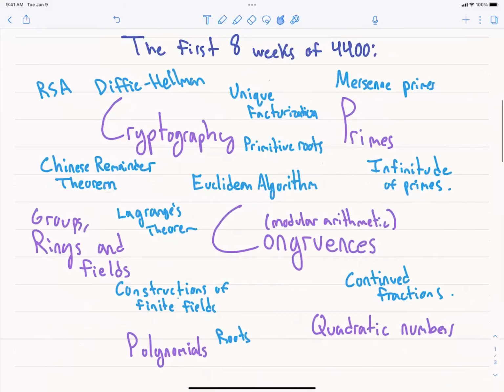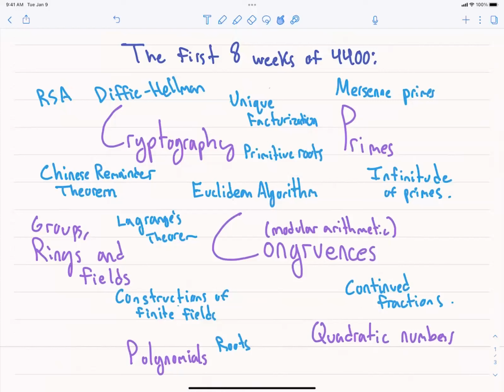so here's what we did in the first 8 weeks of the class. I've drawn a sort of mind map. In purple, we have the main objects and ideas that we talked about. We spent a lot of time talking about congruences or modular arithmetic, prime numbers and cryptography, and these more conceptual ideas of algebraic structures: groups, rings, and fields. We talked a little bit about polynomials, and a little bit about quadratic numbers. And then in blue, I've written down some of the main results that we discussed in each of those areas.